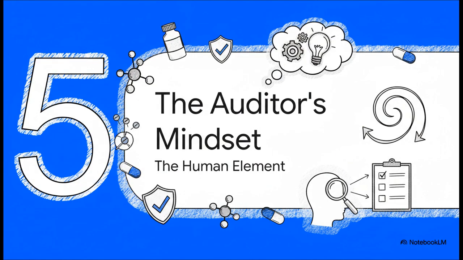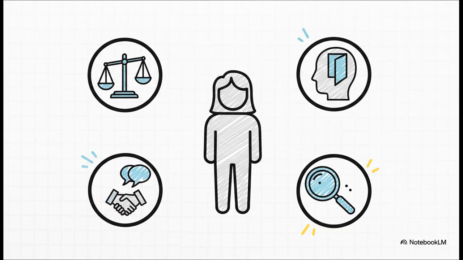So we've covered the what, the why, and the who. But to be a really effective auditor, you need a lot more than just a checklist. You need a very specific professional mindset. This is all about the human element. You know, a great auditor is a unique mix of things.